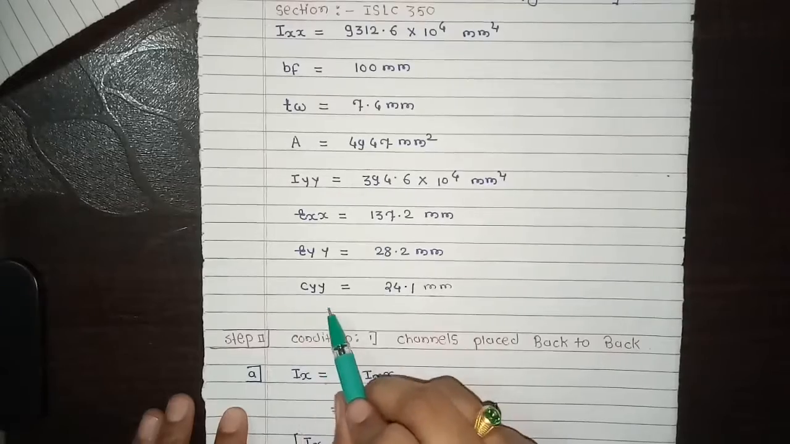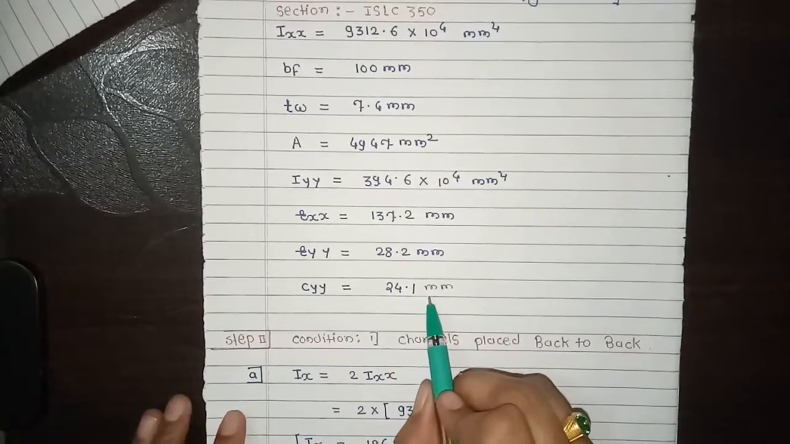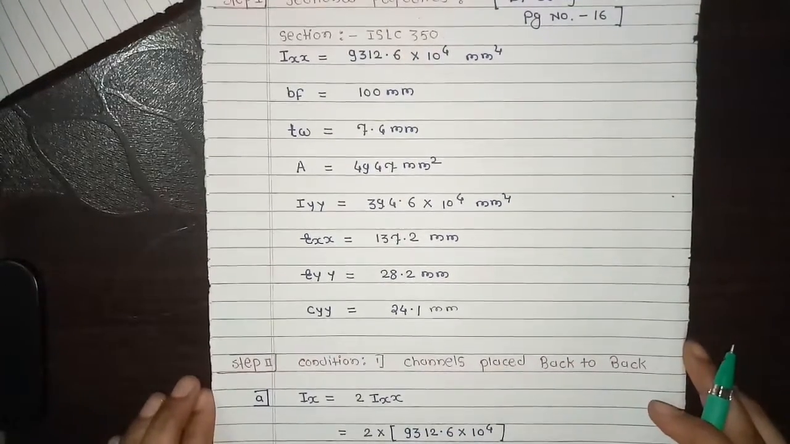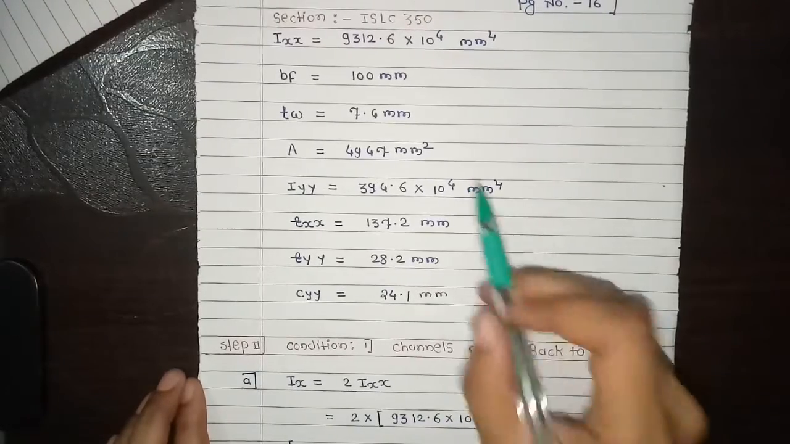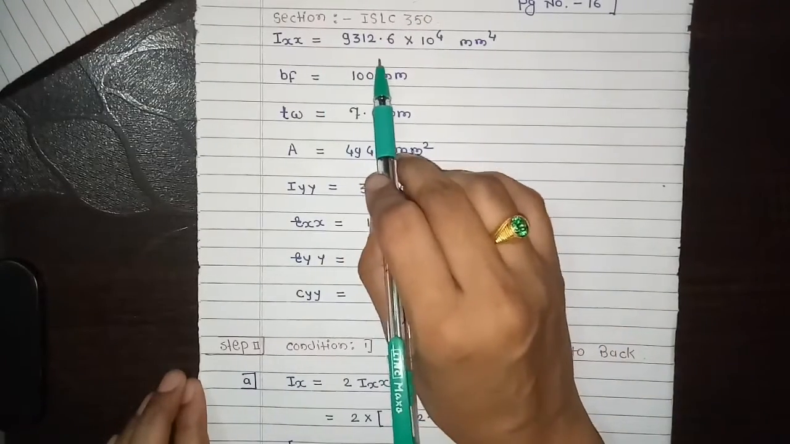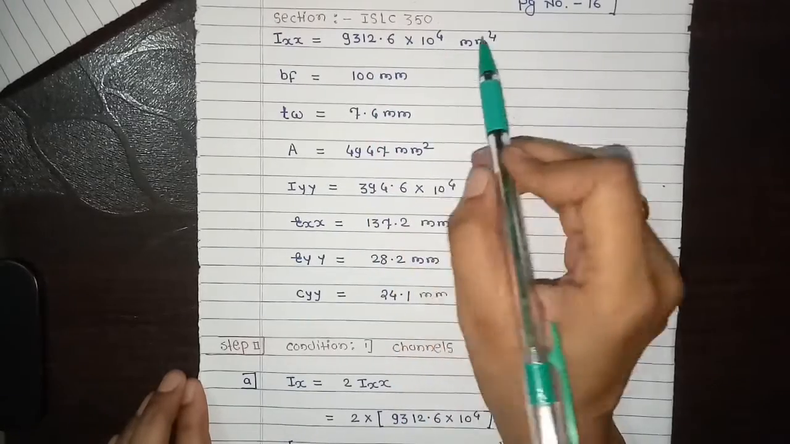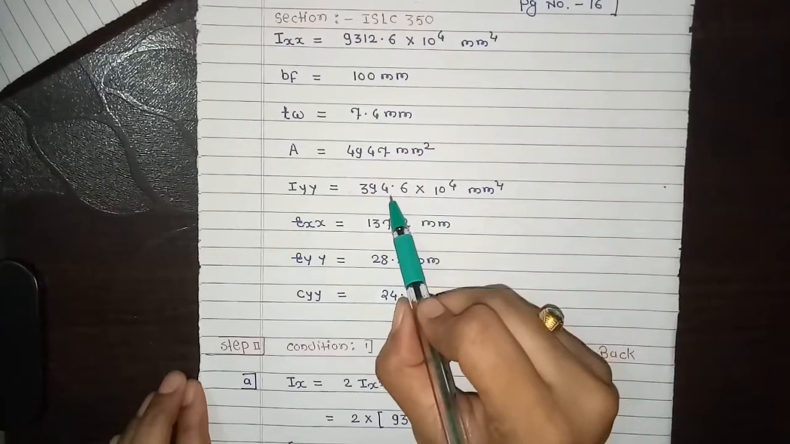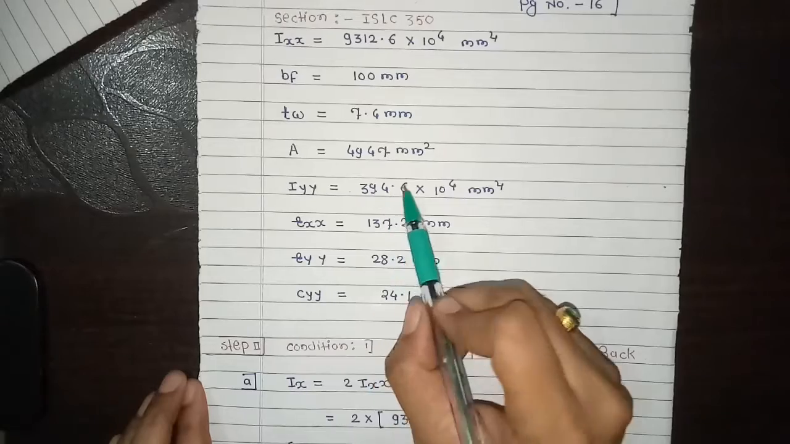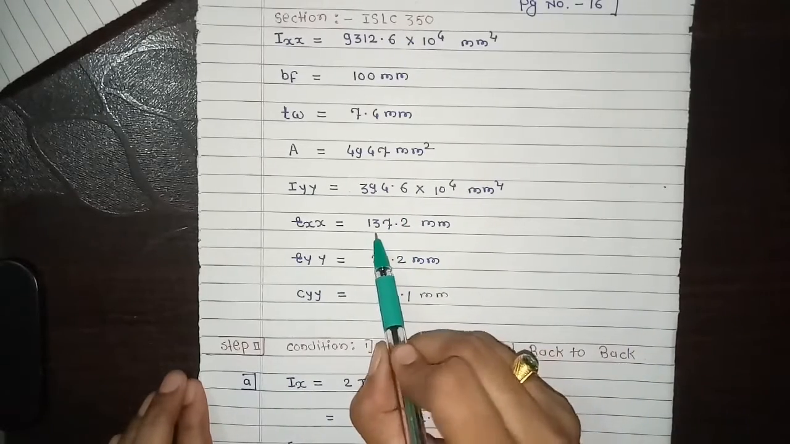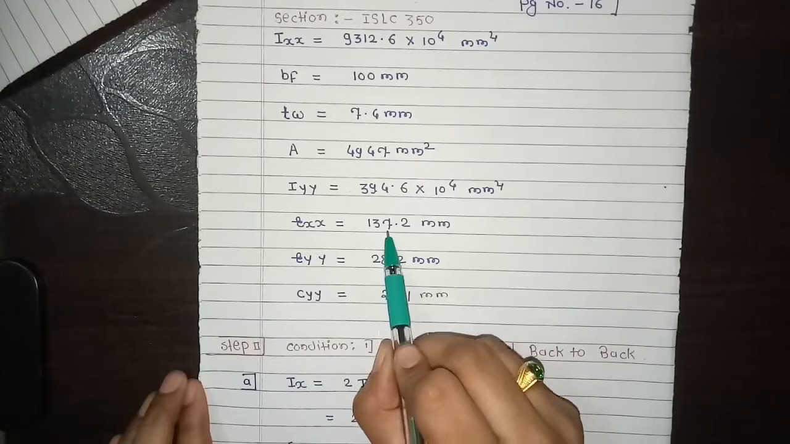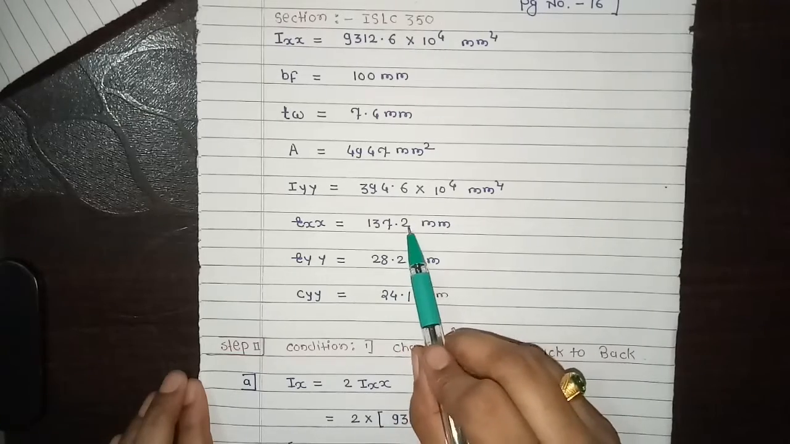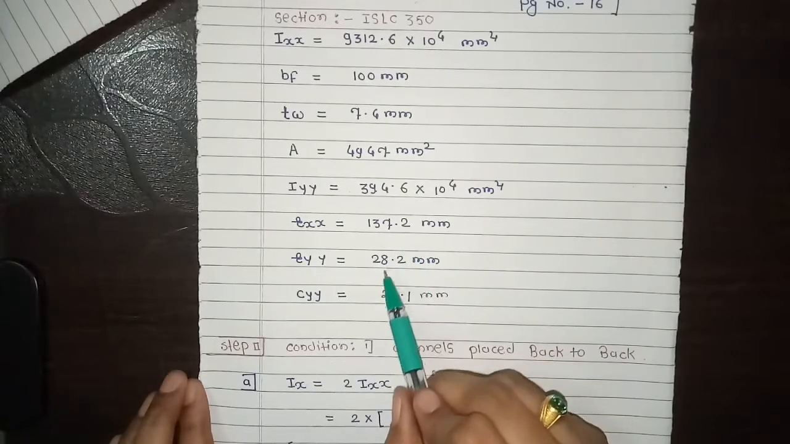Cyy, the center of gravity, is equal to 24.1 mm. Now you can see Ixx is much greater than Iyy, or Rxx is much greater than Ryy.